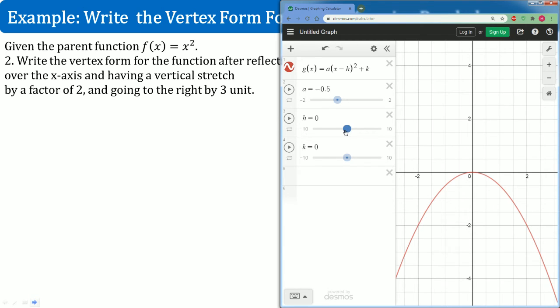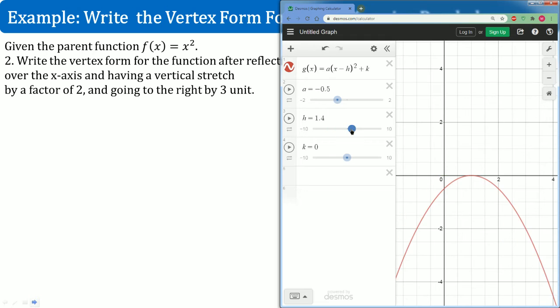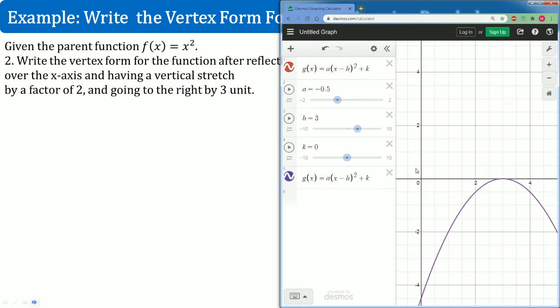So that is my h value. And I'm going to move that all the way to 3. There was no movement up or down. So I do not touch the k value. Right? So let's plug this in. A was your negative 1/2, which is your negative 0.5. And your h was 3. K was 0. So you could write plus 0 or you can leave it out. Notice these two match up perfectly.